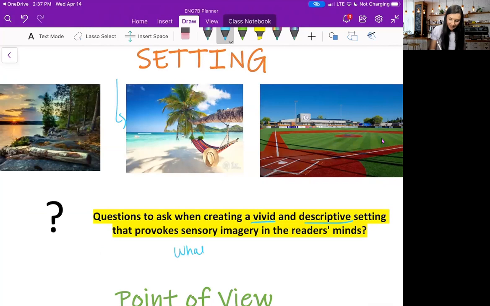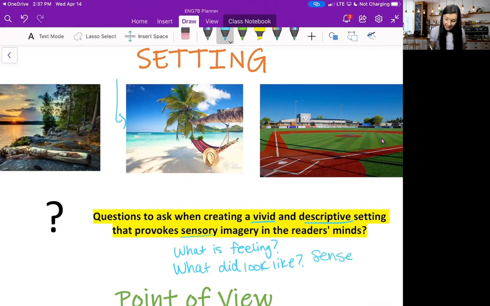Okay. So here are things to keep in mind. What did it feel like? What is the feeling of my setting? What did it look like? Okay. Now we can continue on with these questions. You can even come up with questions on your own. But I think one thing to keep in mind is the senses. Okay. You have feel, touch, see, smell, and hear. Those are the sensory images that we want to provoke in our reader's mind. We want them to be able to imagine themselves in the setting.